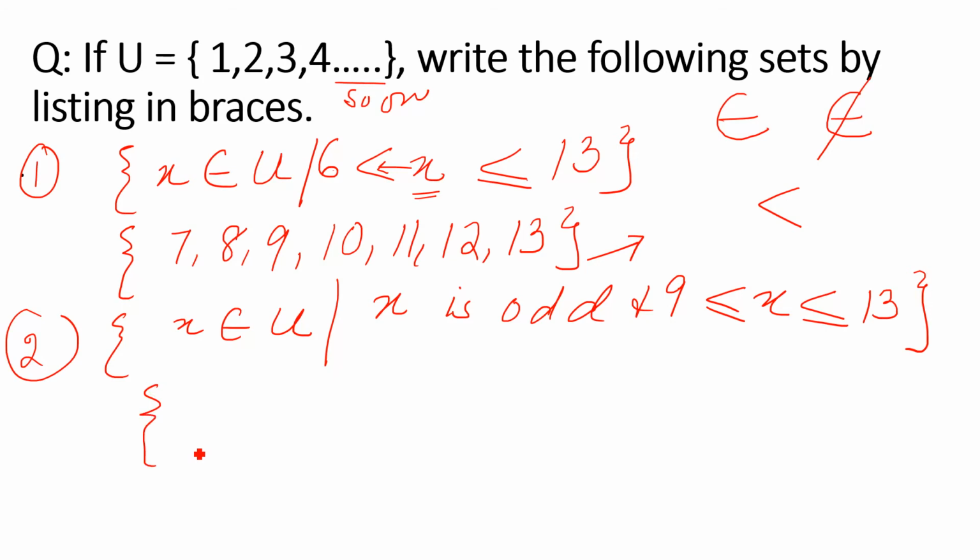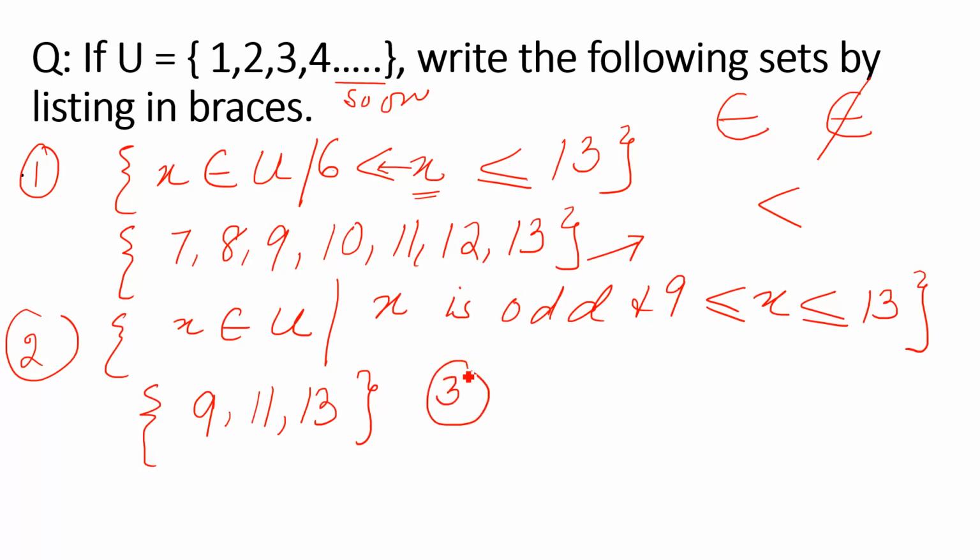Whatever we write down in listing in braces belongs to U, 1, 2, 3, 4, 5 and so on. It should be an odd number, which is not divisible by 2, and greater than or equal to 9. So 9 is also an odd number, and then 11, and then 13. We cannot write 15, 17, 19 because it says less than or equal to 13. If it said only less than, I would stop at 9 and 11. But it says less than or equal to 13, so 13 is also part of this.